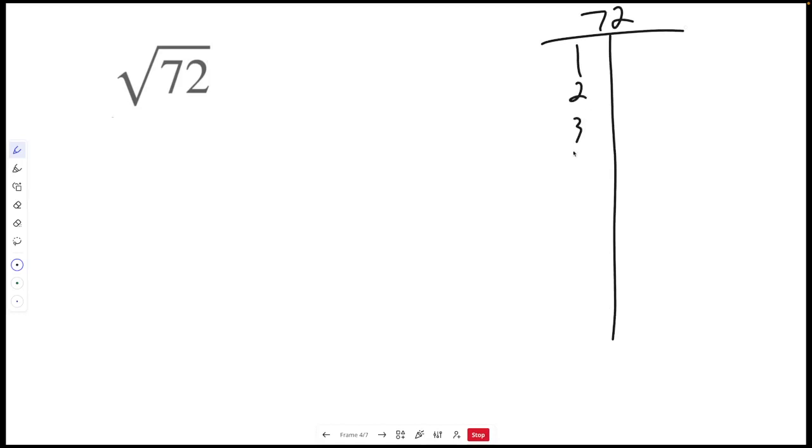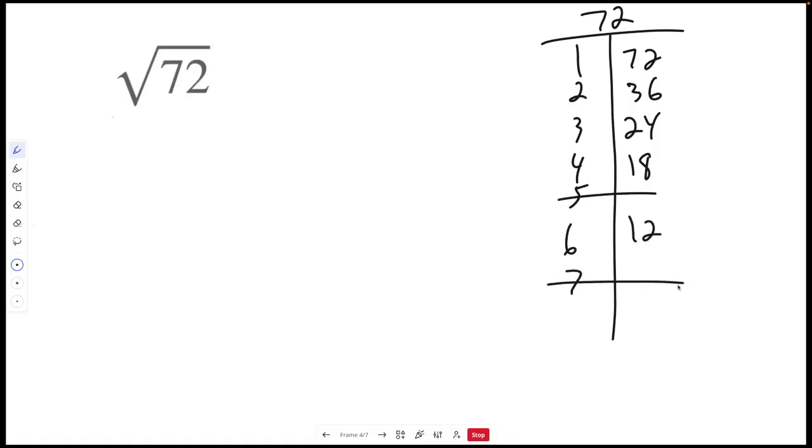I go 1, 2, 3, 4, 5, 6. We'll just stop there for now. And we say 72 divided by 1 is 72. 72 divided by 2 is 36. 72 divided by 3 is 24. 72 divided by 4 is 18. 72 divided by 5 is a decimal, don't use it. 72 divided by 6 is 12. 7 is a decimal. 8 and 9. And then you can stop because 9 is already on the list here, so we're done. These are all the factors.